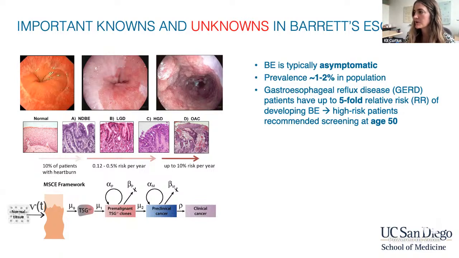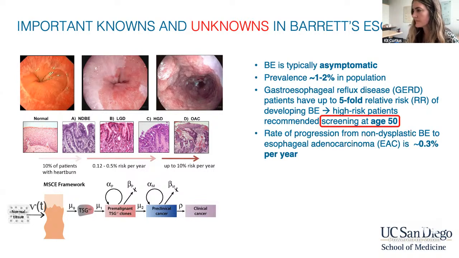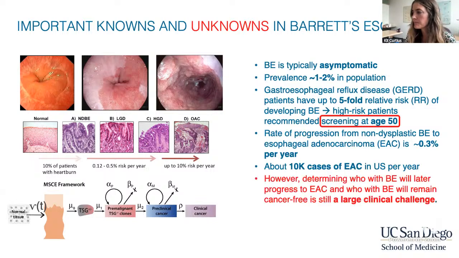And these patients with GERD have about a 5-fold higher relative risk of developing Barrett's. For this reason, these high-risk patients with GERD are often suggested to get screening at age 50, which is a number that will come up again in current guidelines. We also talked about how the rate of progression to cancer in non-dysplastic Barrett's is very low. So to go from non-dysplastic, which looks like this salmon-colored mucosa, to these highly fatal cancers is very low. And we know that there are about 10,000 cases of EAC in the US per year.